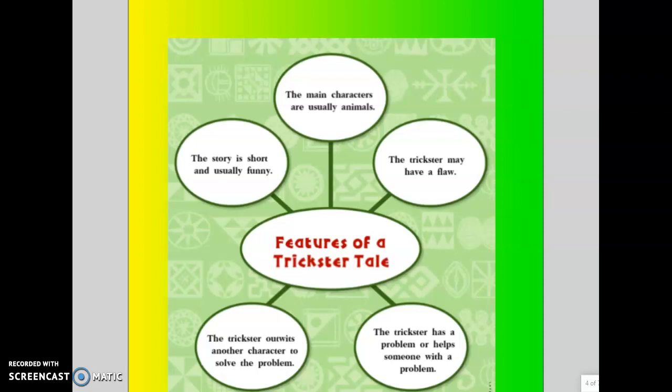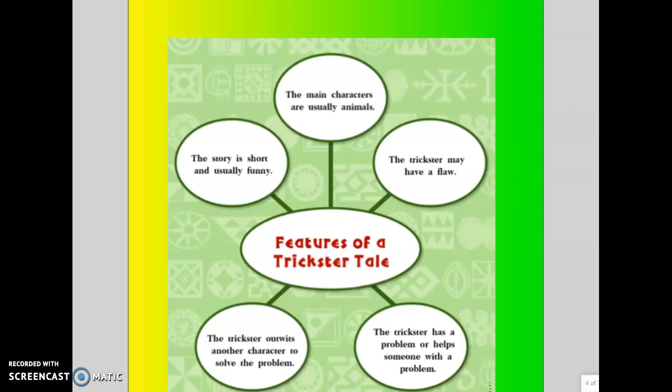Okay, we can always think of the tortoise and the hare. Okay, we can think of Red Riding Hood with the wolf. We can think of the three little pigs and the big bad wolf. We can think of animals and they're tricksters.